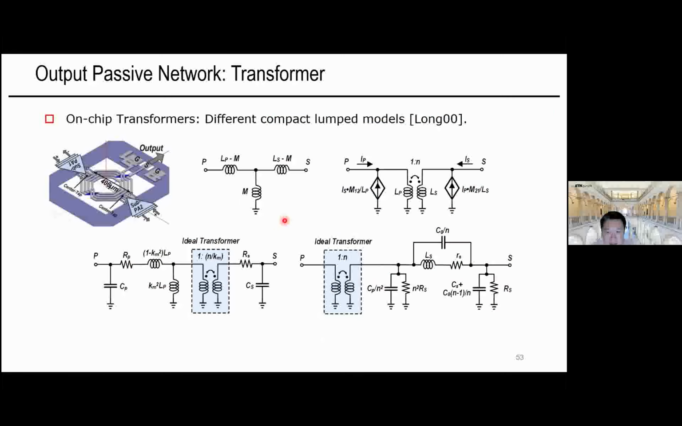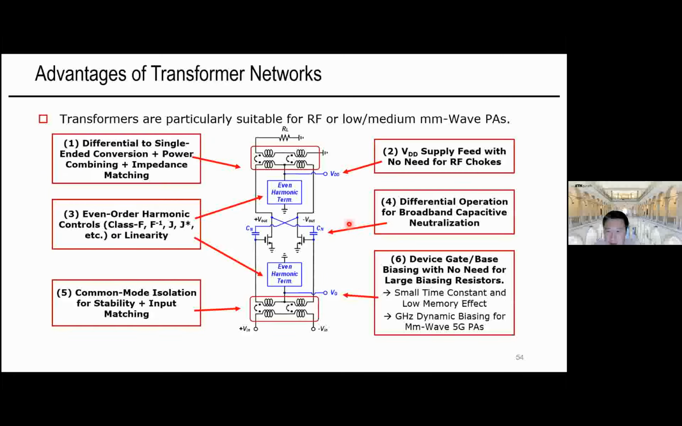In the past several, I think two decades probably, on-chip transformers have been widely used in RF and millimeter-wave PA designs and circuit design, in particular for PA designs. There are different ways to model the on-chip transformers. I'm showing them here. Next, I really want to show one of the major advantages of transformers for RF and millimeter-wave PAs.